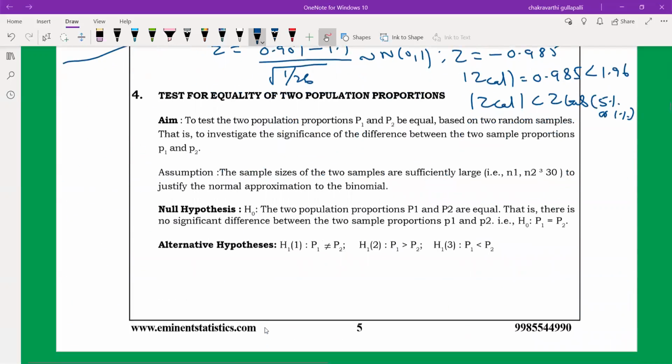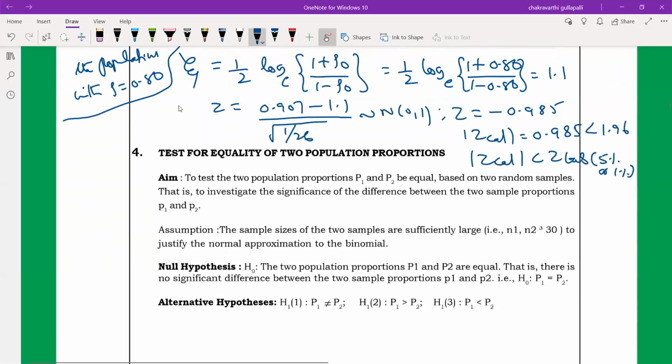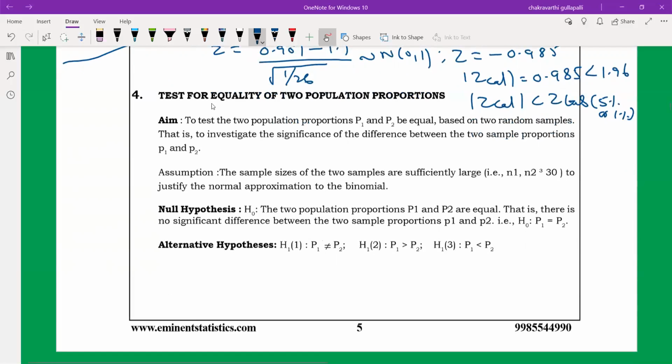Test number 4. Test 3, the single population correlation, is over. So we had single proportion, single mean, and single population correlation coefficient for single tests. Now test number 4 is based on the equality of two population proportions. There are two populations, and two samples are drawn. Is there a significant difference between two population proportions? That is our main investigation.